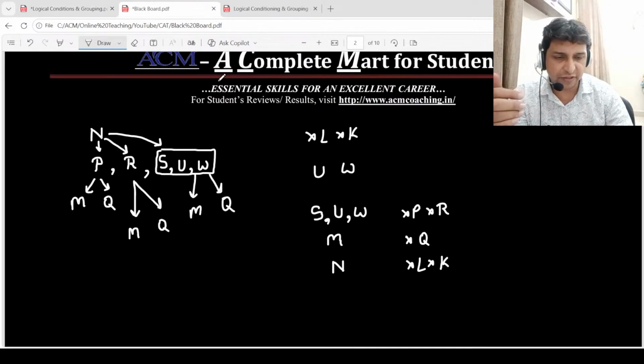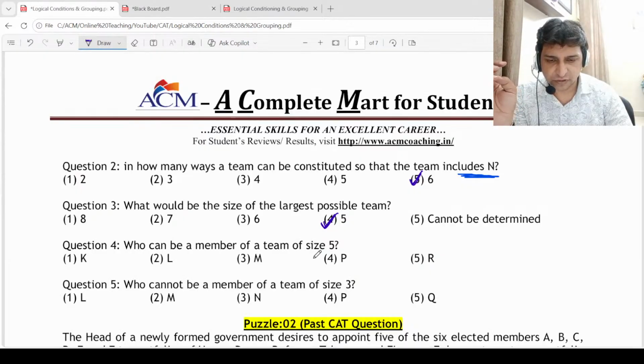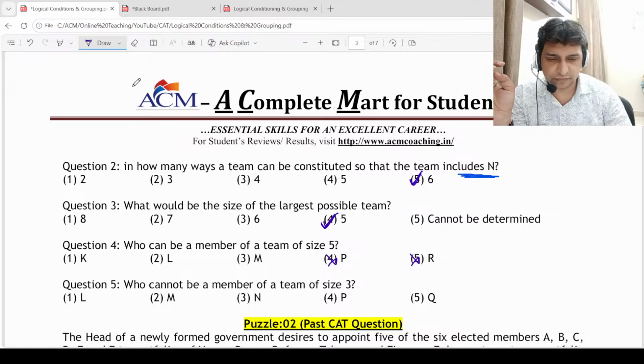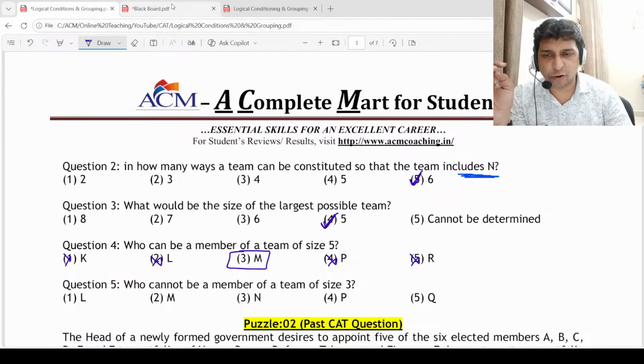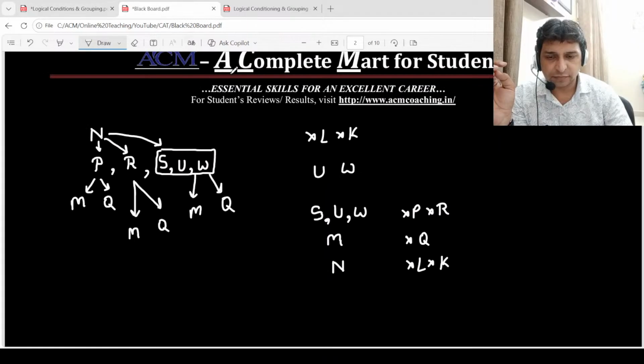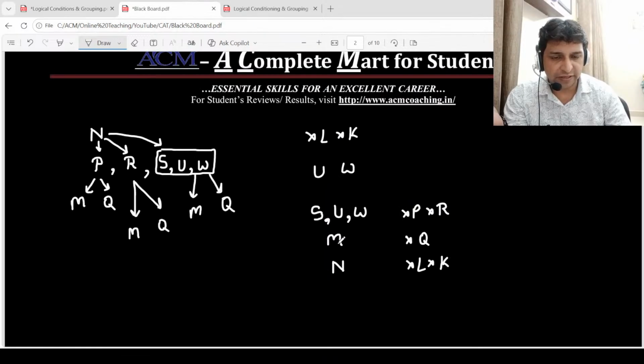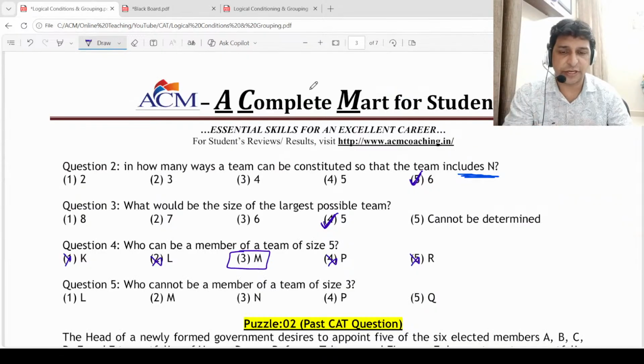K, L, M, P, R. So this is from the previous question. We can't have in the team P and R, for sure. So P and R will not be there for sure. L and K also will not be there for sure. So who can be a member of the team? That is M, because we had the option of M or Q. So we have taken M. So M can be a part of the team. So we can have M or we can have Q. So that is the answer straight away.